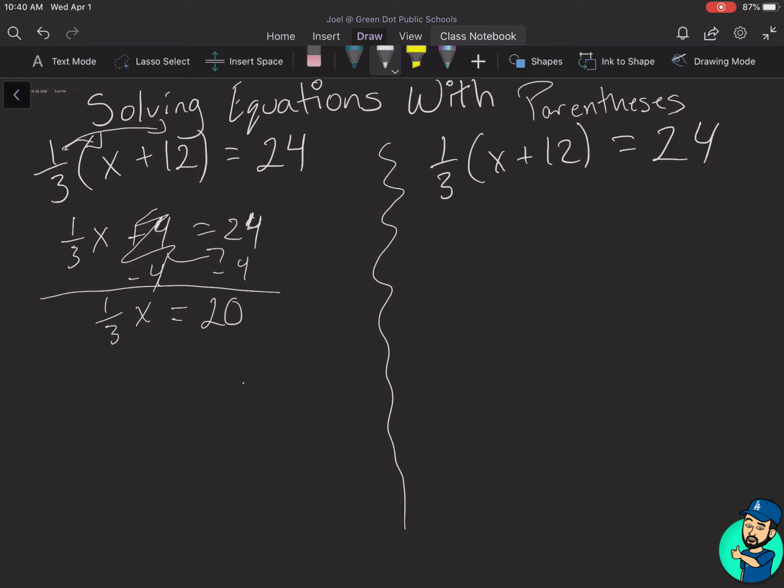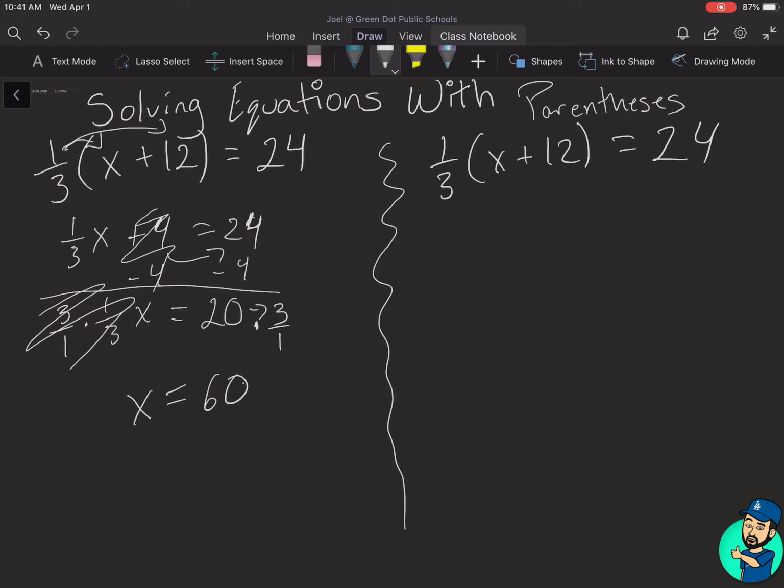Whenever you have a fraction next to a variable and you need to move that fraction to the other side of the equal sign, you need to multiply by the reciprocal. Multiply by 3/1, which is simply just 3, okay? So you're going to multiply by 3. This cancels out. I bring down x, I bring down the equal sign, and 20 times 3 is 60.